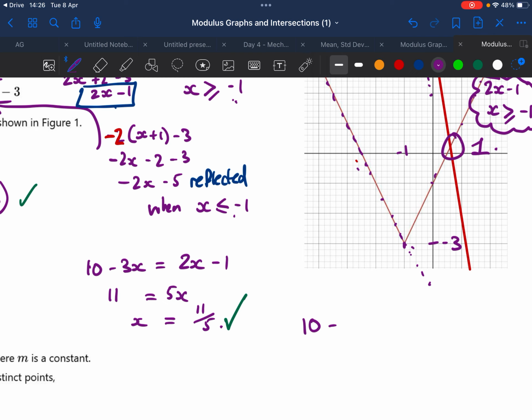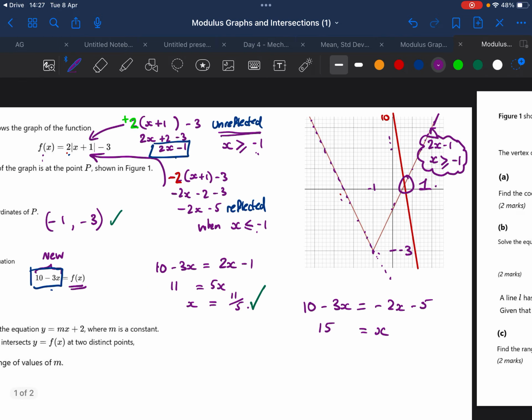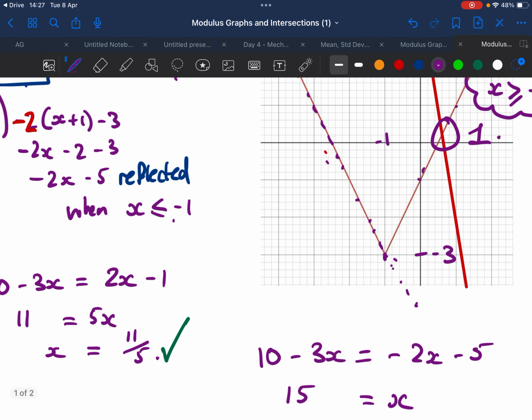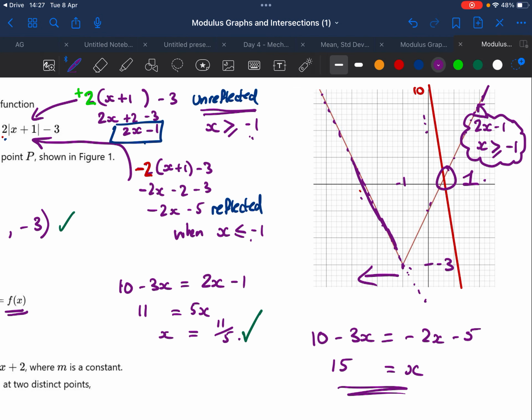Let's solve the case one more time. 10 minus 3x, and let's solve it with the reflected case, which is minus 2x minus 5. So let me just show you that that doesn't work. If you add 3x to both sides, and you add 5 to both sides, you'll get 15 equals x. Now that's a problem, because this line here only exists to the left of minus 1, and that clearly is much bigger than minus 1. So that's why that one there would not be okay.